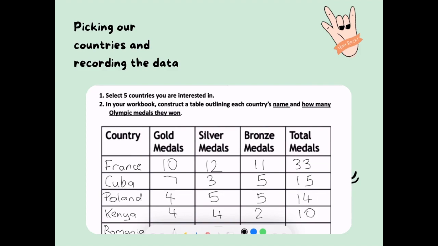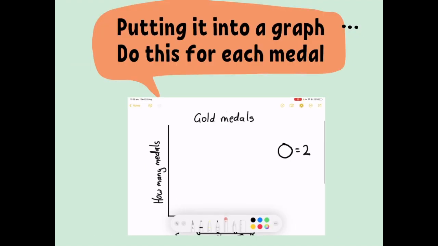And Romania, they didn't win too many. They won 1 gold, 3 silver, no bronze. So we'll still have to include them on the bronze medal one later, but you just won't have any value for them. So they won obviously a total of 4 altogether. So we'll use this data to create our picture graphs in our next video.